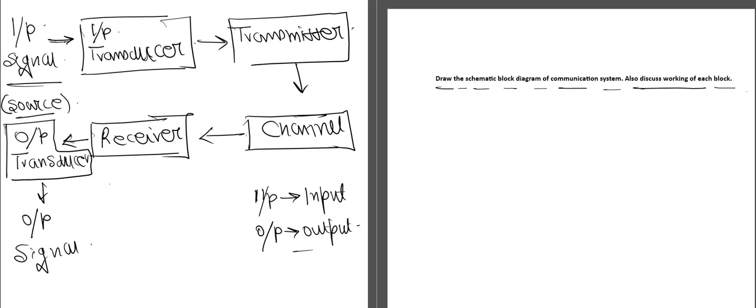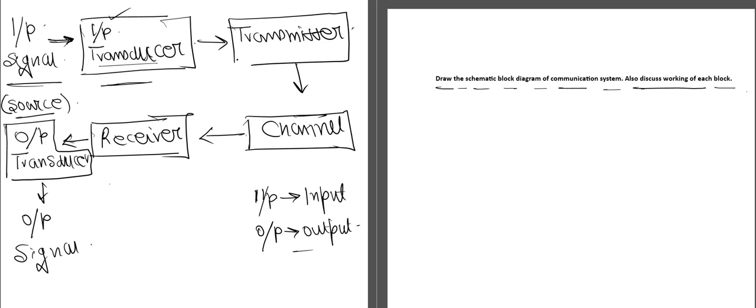Okay, so this input signal is first passed through an input transducer. So what is a transducer? A transducer is a device which converts an electrical signal into a non-electrical signal and vice versa. So it can convert an electrical signal to a non-electrical signal, and also a non-electrical signal to an electrical signal. So what will be the function of this transducer block? This transducer block will convert the non-electrical signal into an electrical signal.